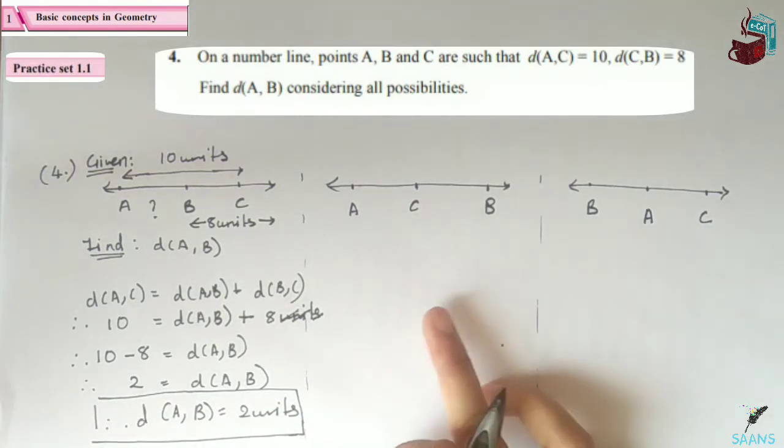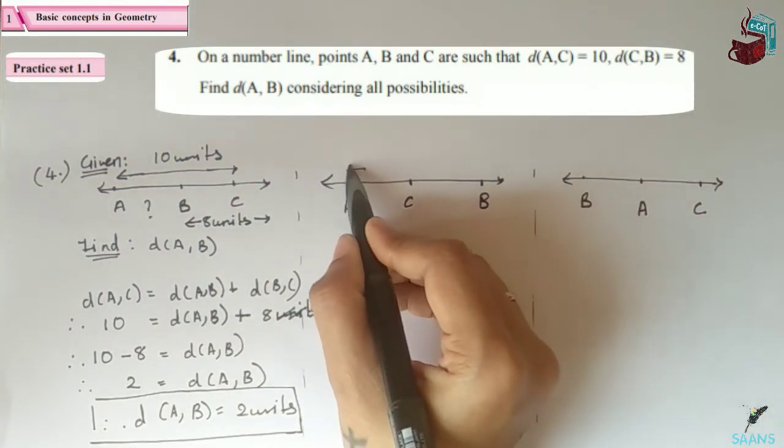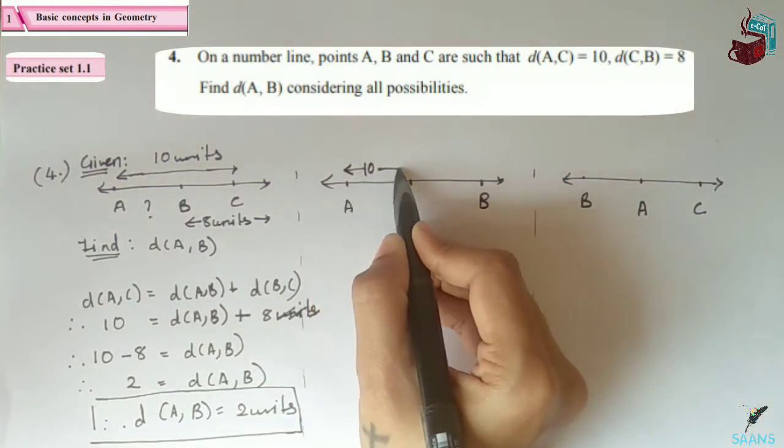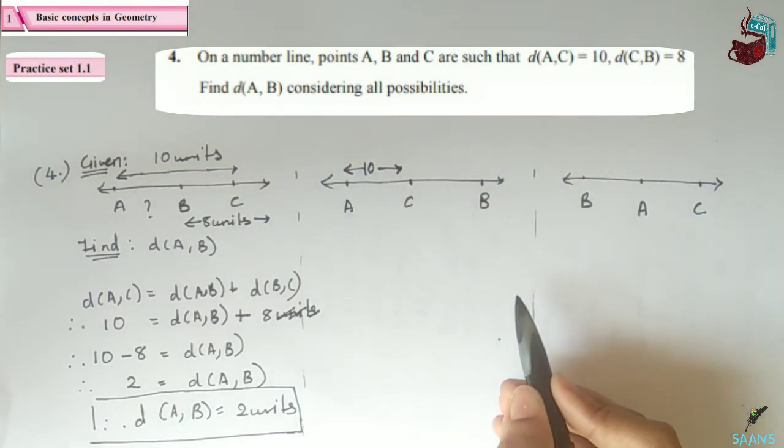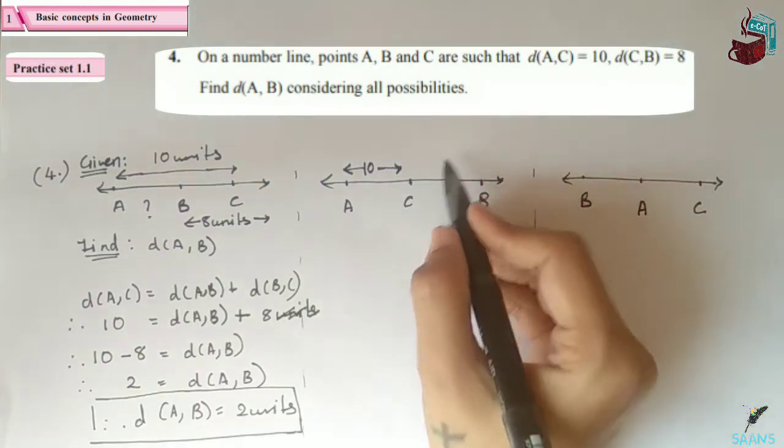Okay, let's try for when C is in the middle. Distance AC is 10 units. Then BC, I think they have given us, correct, or CB as 8 units.